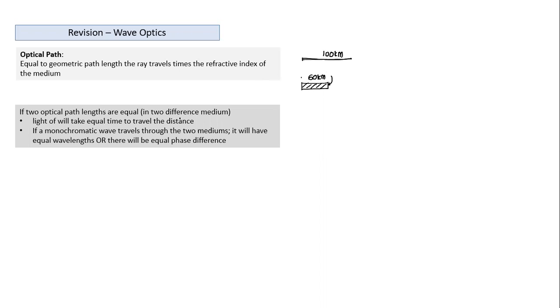And there are a few more ways we can describe this. If a monochromatic wave travels through two mediums having equal optical path lengths, it will have an equal number of wavelengths in both cases. Phase difference: we know as the light travels, its phase keeps changing. If optical path lengths are equal, even if physical path lengths are different, the change in phase produced will also be the same for optically equal paths.